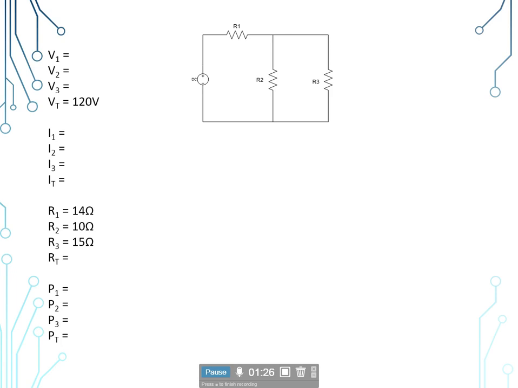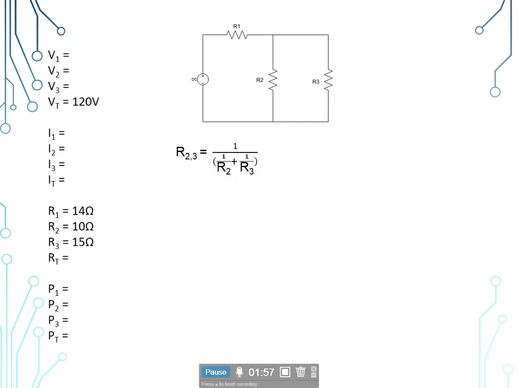We could use this, since there's only two branches, we could use the product over sum, where it'd be R sub 2 times R sub 3 divided by, open parentheses, R sub 2 plus R sub 3, close parentheses. We'll get the same answer, but we're going to go ahead and use the reciprocal formula like we have been using. So that's R sub 23 is equal to 1 divided by, open parentheses, 1 over R sub 2 plus 1 over R sub 3, close parentheses.